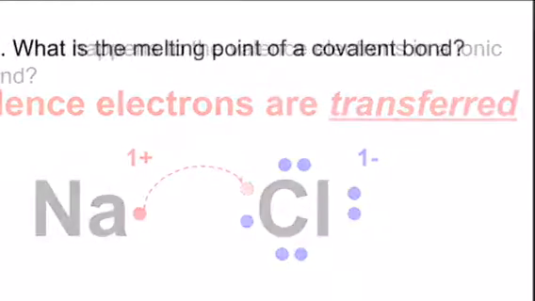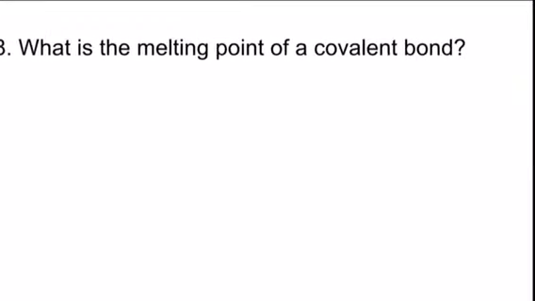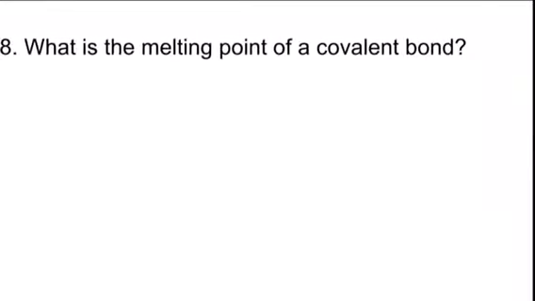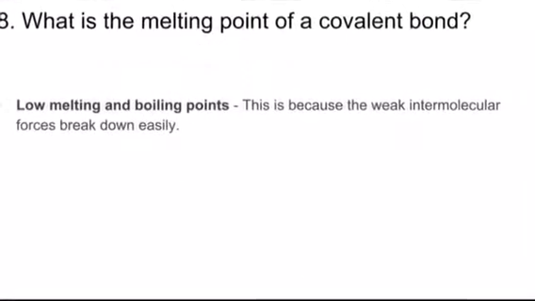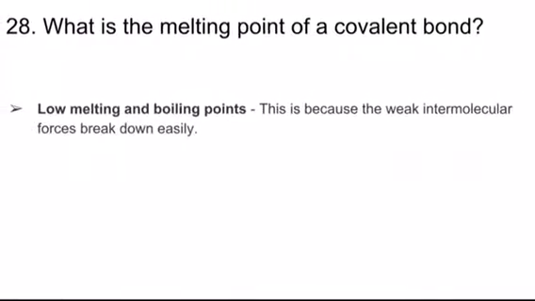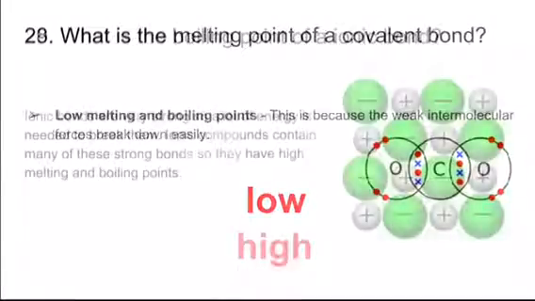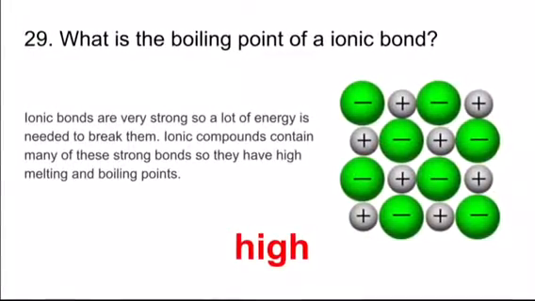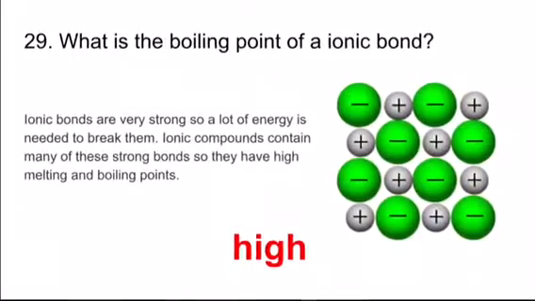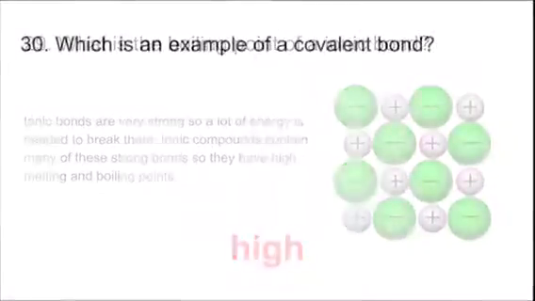Question number 28. The melting point of covalent bonds. Covalent bonds, these simple ones are weaker bonds, so they're going to have low melting points. So ionic bonds, opposite. They're usually considered stronger, so their boiling point is going to be high.